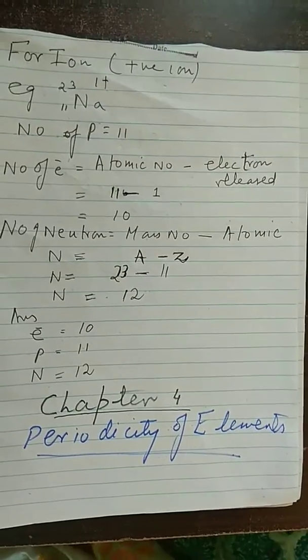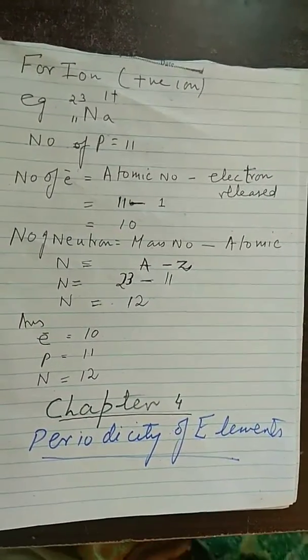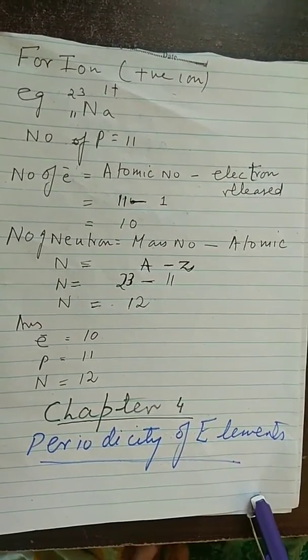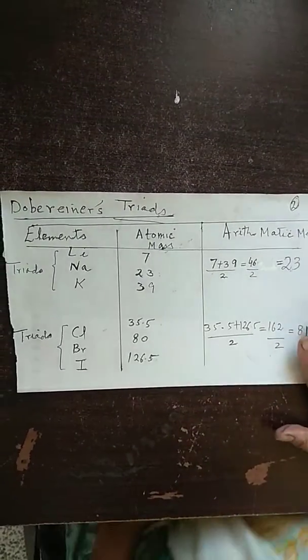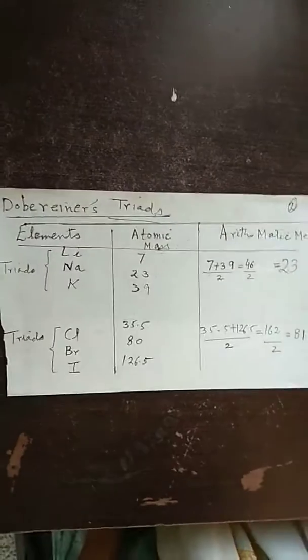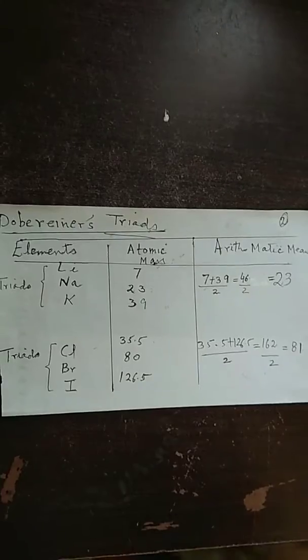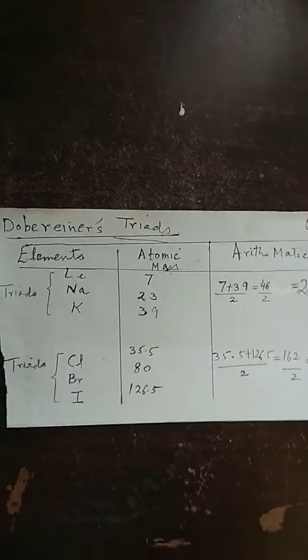Now, in this way, we have finished all the important topics of chapter 3. Now, we will start chapter 4, and the name of chapter 4 is Periodicity of Elements. Today we will start chapter 4, Periodicity of Elements, right? If you understand this chapter, it will help you in your college and your second year classes also.